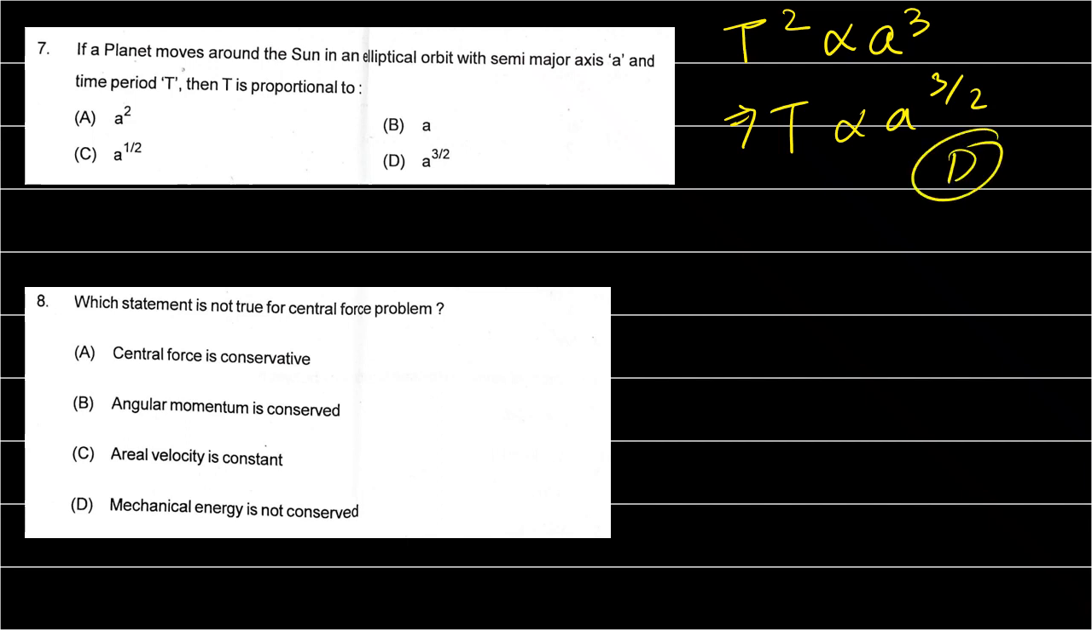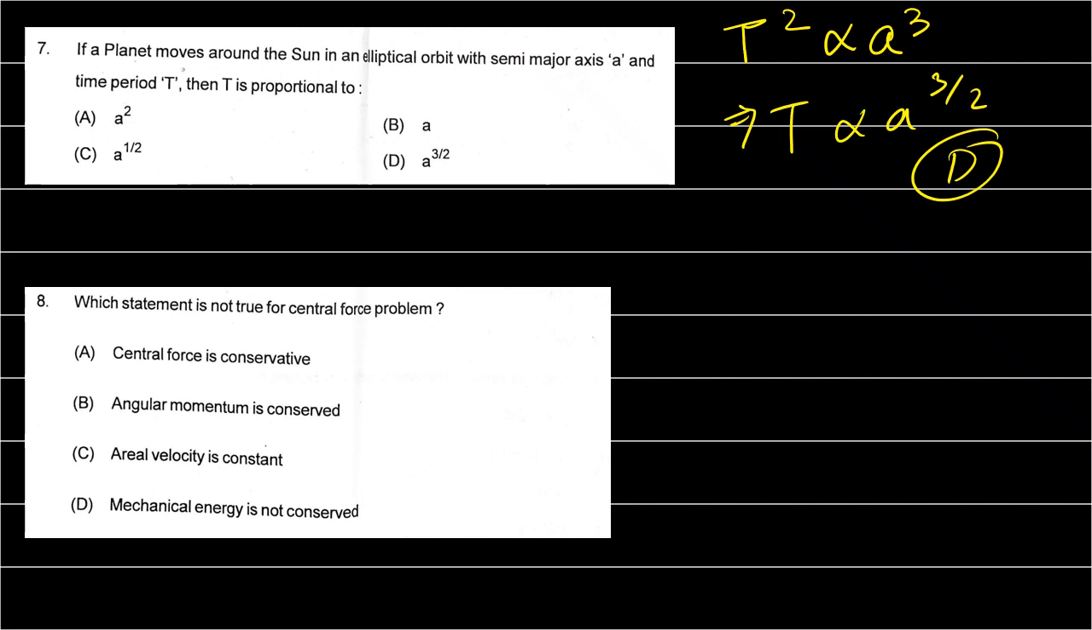This is a question from Kepler's third law, which says T squared is proportional to a cubed, the semi-major axis. So the time period is proportional to the three-halves power of the semi-major axis. So it is simply T is proportional to a to the power 3 by 2. So this option. This is also a very simple problem.